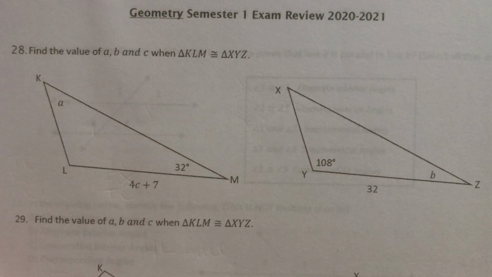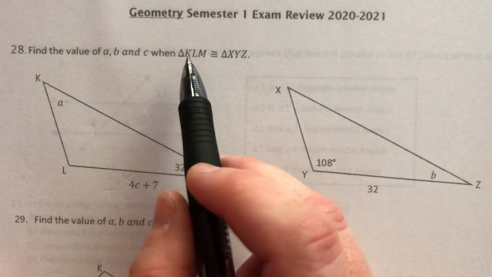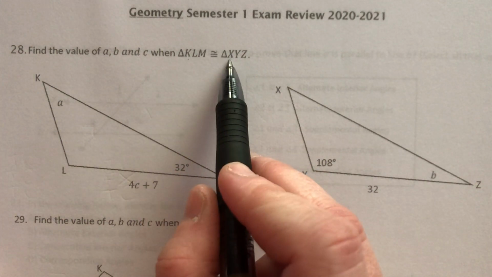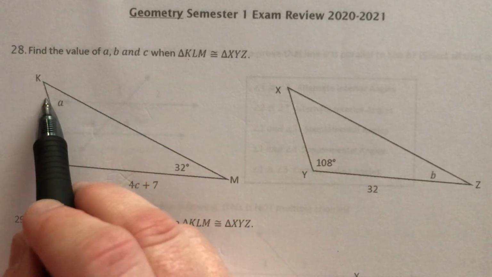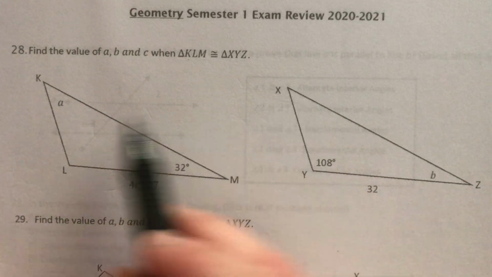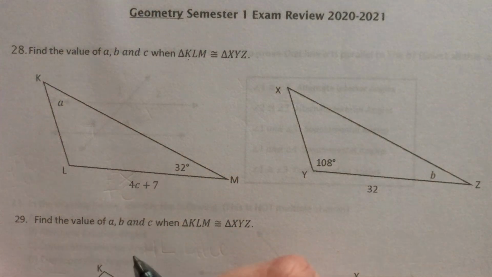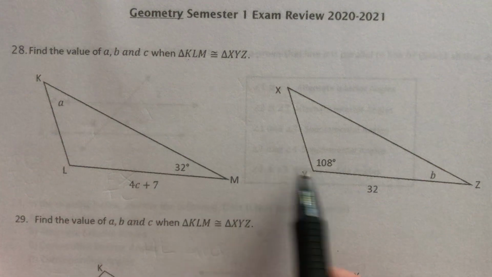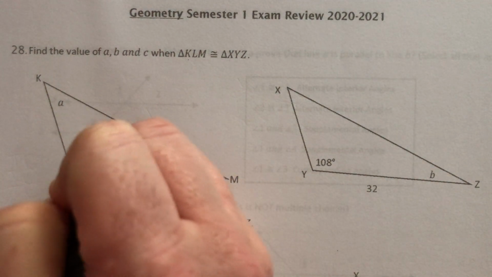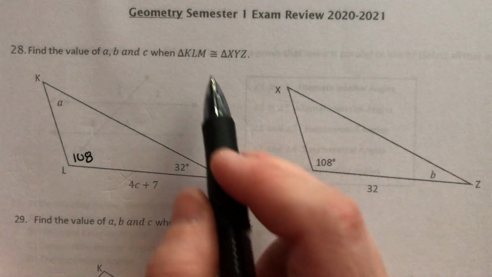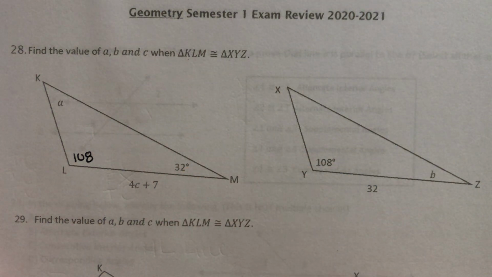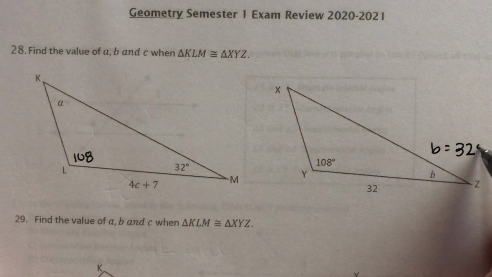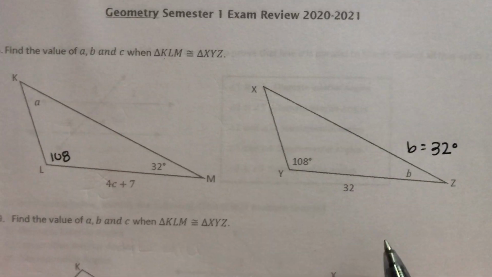All right, so for this one, we look at the names of the triangles. That tells us which angles are corresponding. So K and X are corresponding. So if K is A, angle X is going to be the same size. Well, that doesn't really help us right now. Angles L and Y are the same size. This one is the same size as Y, so this is 108. And then M and Z are the same size. So Z, oh, there's one that we're looking for, 32 degrees. So I got B. B equals 32 degrees, right?